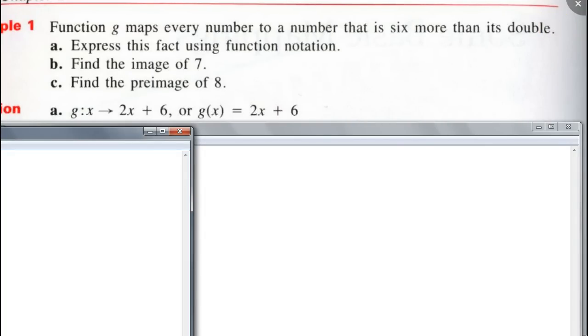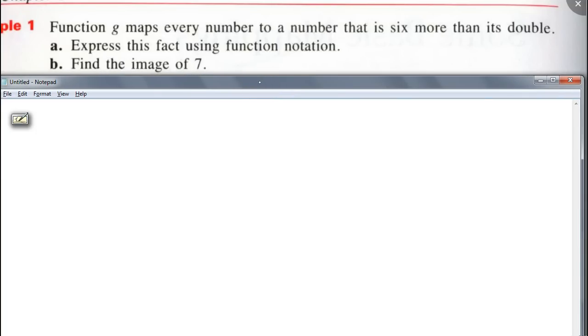All right, now it says find the image of 7. Let's look at the second one. What does that mean? Let's think about that. He says find the image of 7. Is 7 the image? No, it's a pre-image. That's what it looks like. It says find the image of 7. You're right. 7 is the pre-image, right? Why? Because it says find the image of 7.